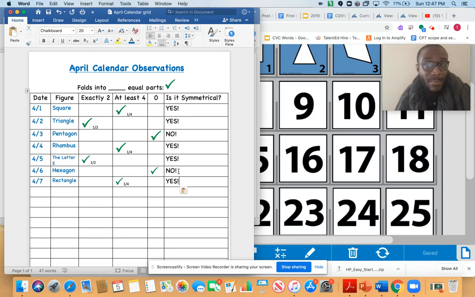Would it be an asymmetrical shape, meaning it cannot be divided into equal parts? Or will it be a symmetrical shape, meaning it can be divided into equal parts? We'll find out tomorrow. I can't wait to hear your ideas and your predictions. All right, so friends, we're going to go to our geoboard.